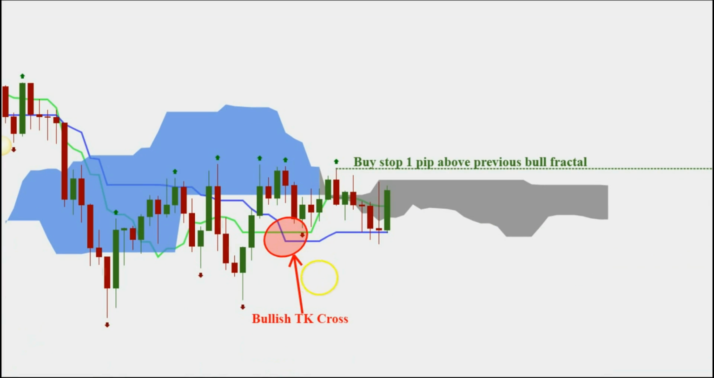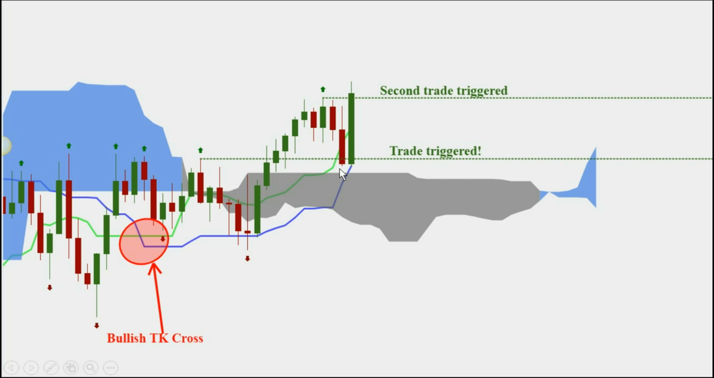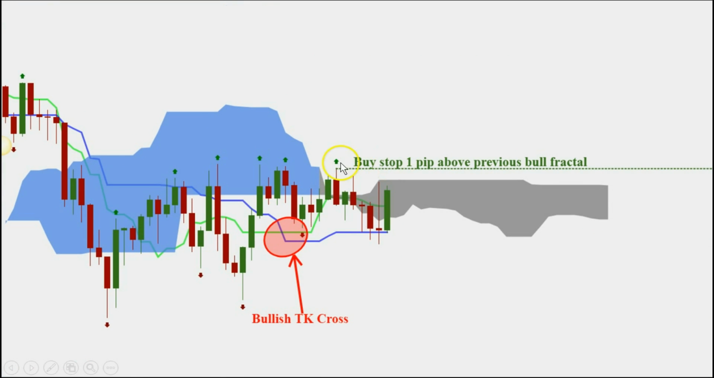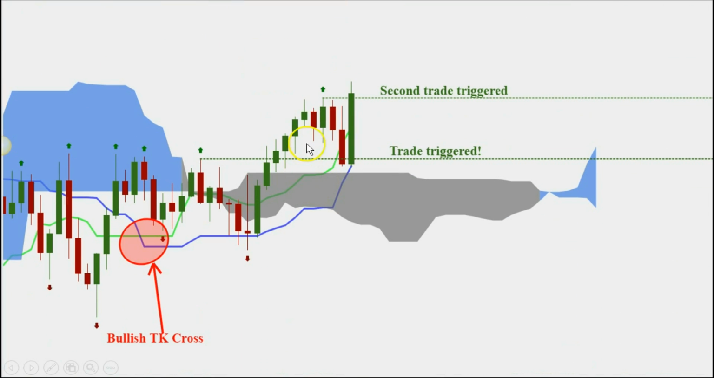All right, so here you see we have a TK crossover. With this bullish crossover, we would place a buy stop 1 pip above the previous bull fractal. And with that, here's our buy stop entry. And here we're triggered. We got triggered on the first trade, and then we had another trade opportunity here. We got triggered again.